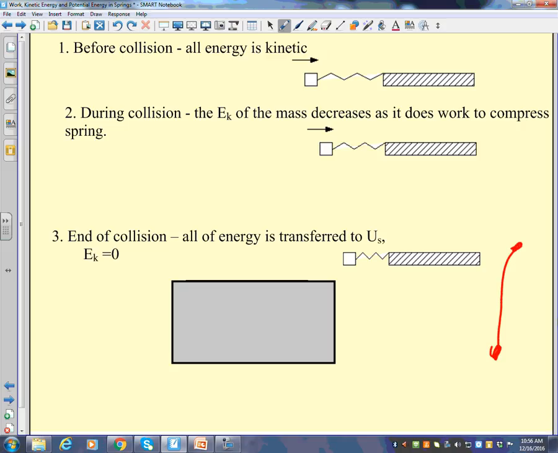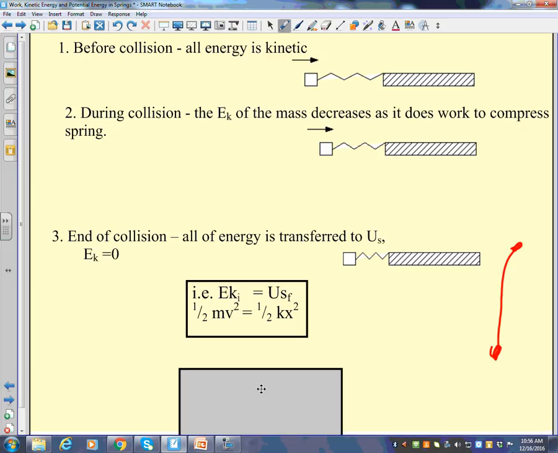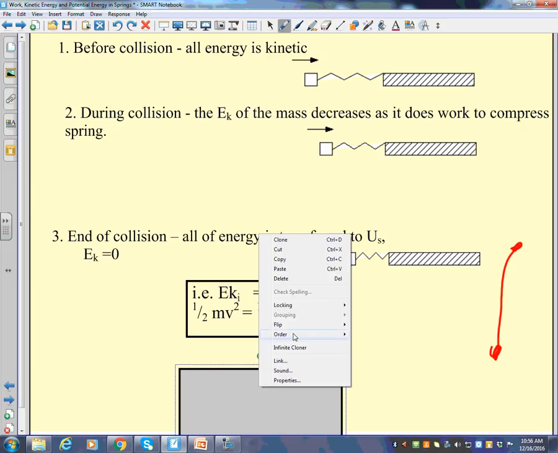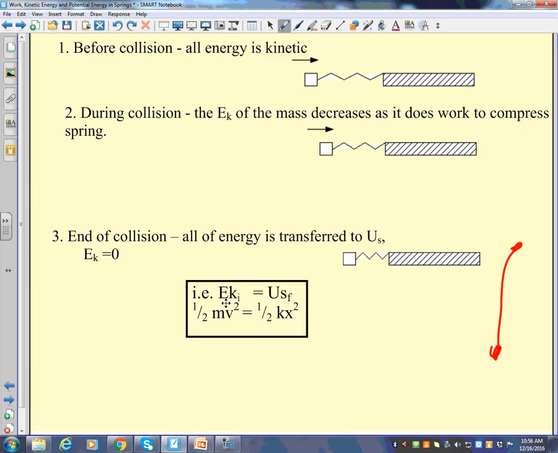Getting to its peak, is it not? Where all the potential energy is, right? So at the end of the collision, all of the energy is transferred to the spring, and the kinetic energy is 0. In other words, the initial kinetic energy is equal to the final potential energy. Does that say US, final spring energy.